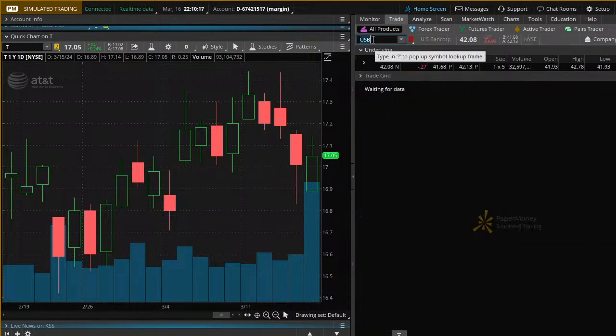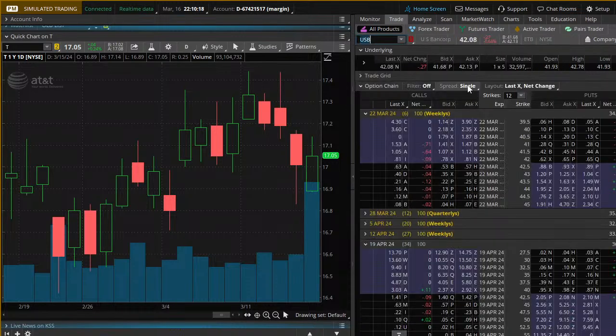USB. Okay. Now, last trade, 42.08. The bid, 41.68, 42.13. Okay, the closest one is the 42s. The 42s are going for 78 cents. I like that number. Okay, that's more than 1%, way more than 1%.